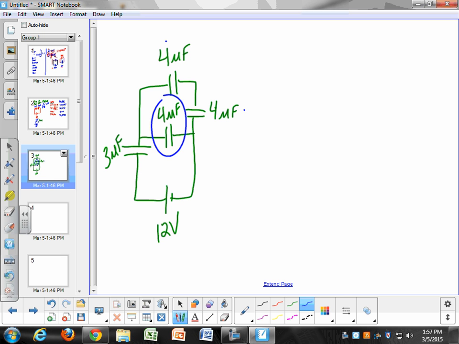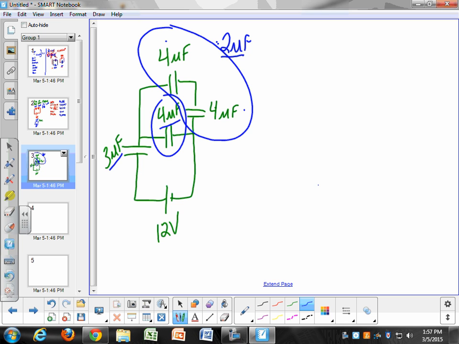And then the 2 and the 4, so these two combine to give me a 2 microfarad capacitor. And then this capacitor combined with this capacitor gives me what? They're in parallel. Gives me 6. And then 6 combined with 3 gives me what? 2. Right, so the equivalent there is going to be 2 microfarads.